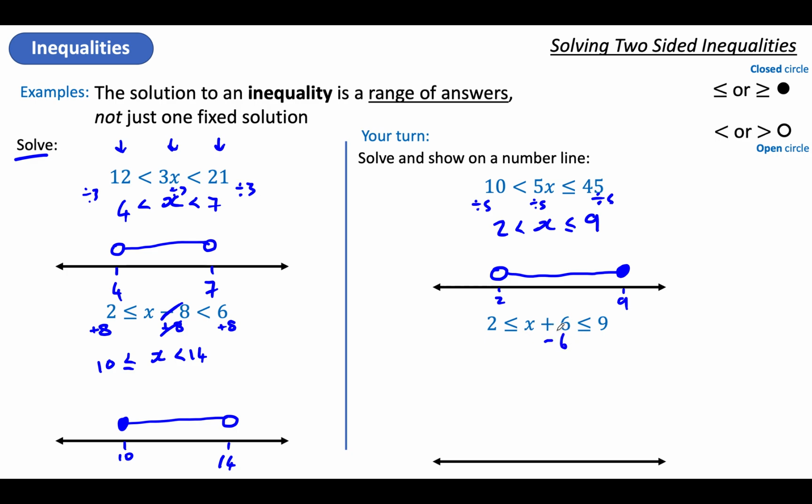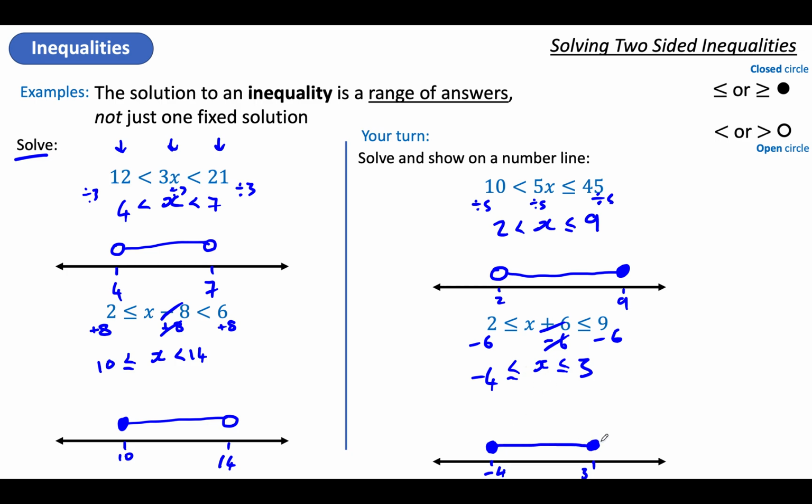It's really annoying. Anyway, take away 6 to get x on its own, because 6 take away 6 is nothing. But what you do to one part, you must do to every part. Was it Celine Dion? 2 take away 6 is -4. 9 take away 6 is 3. So x is bigger than or equal to -4, so that's my bottom boundary. And x is less than or equal to 3, which was my upper boundary. So then I need a filled in circle on the equals down there and a filled in circle on there because the equals are there on both, and join it with a line.